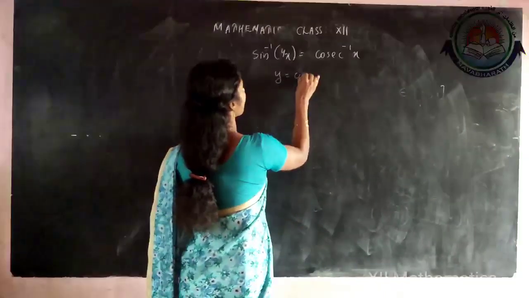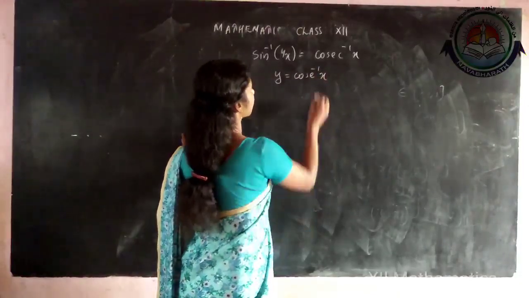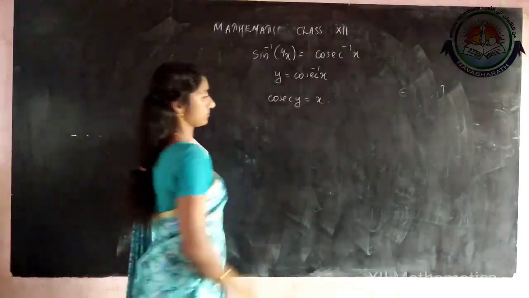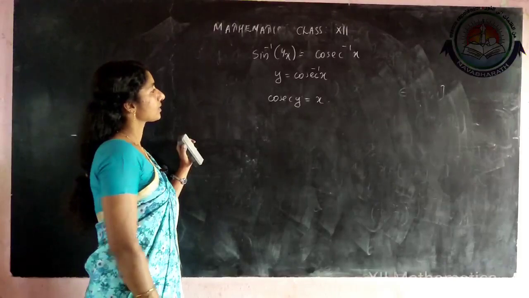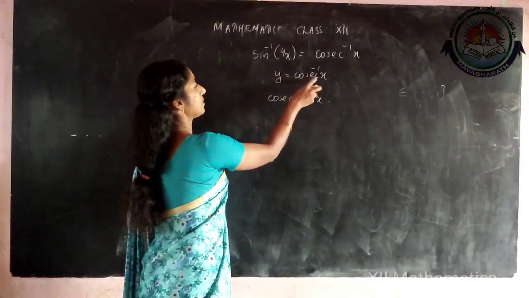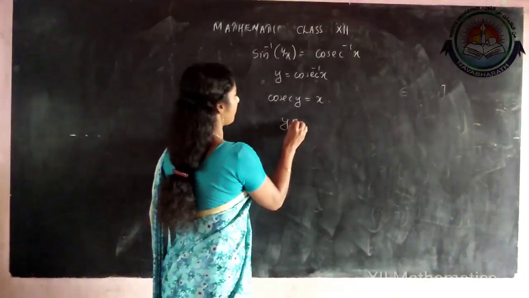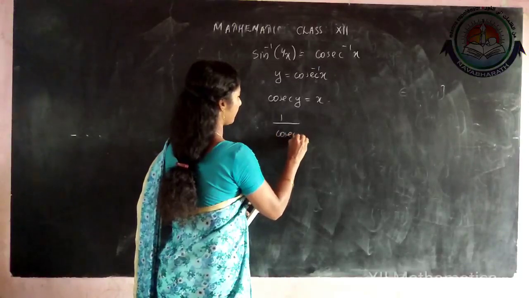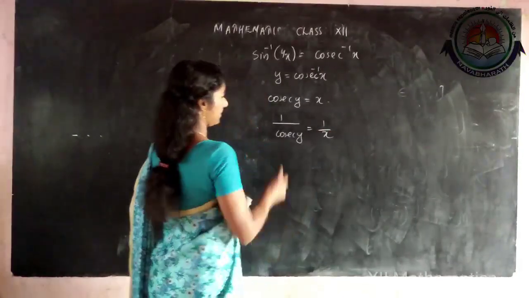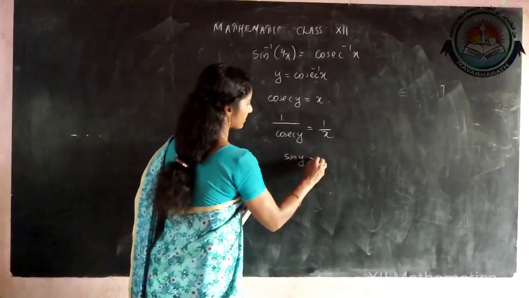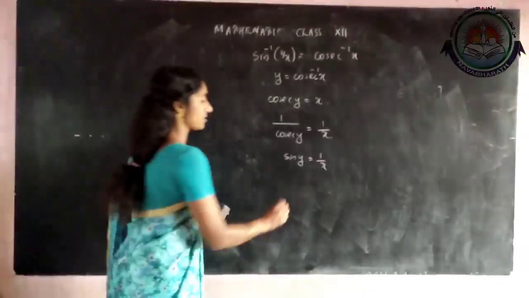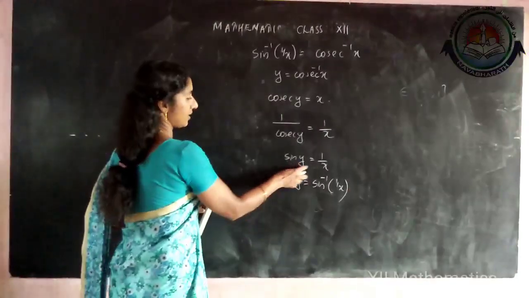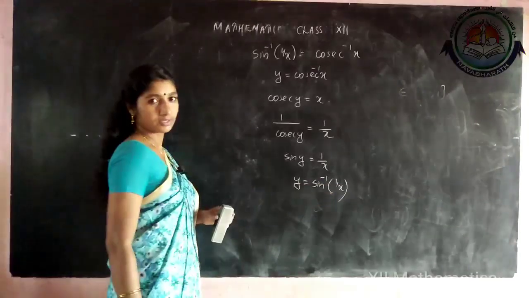Put y is equal to cosec inverse of x. Then we can write cosec y is equal to x. Cosec inverse of x equal to y means cosec y equal to x. So, 1 by cosec y is equal to 1 by x. 1 by cosec y means sin y. Sin y is equal to 1 by x. So, we can write y equal to sin inverse of 1 by x.